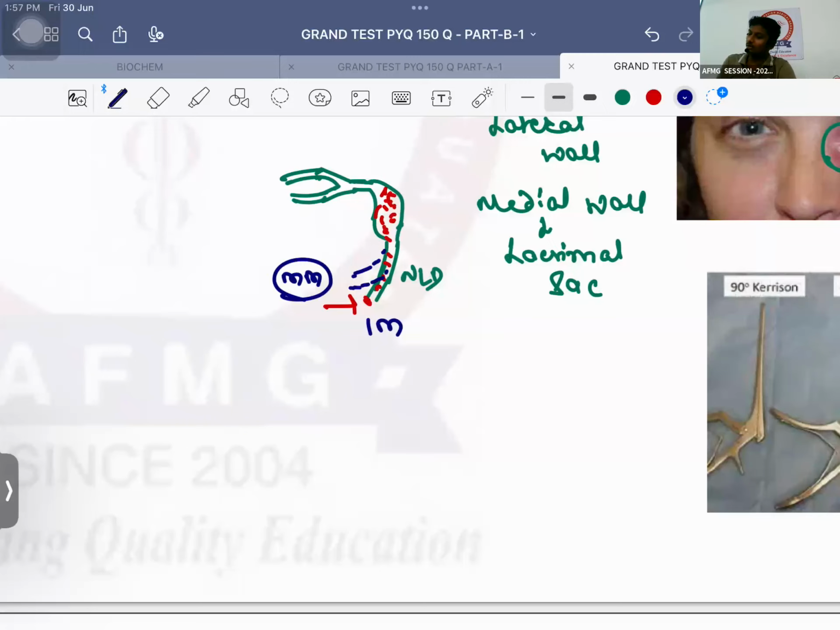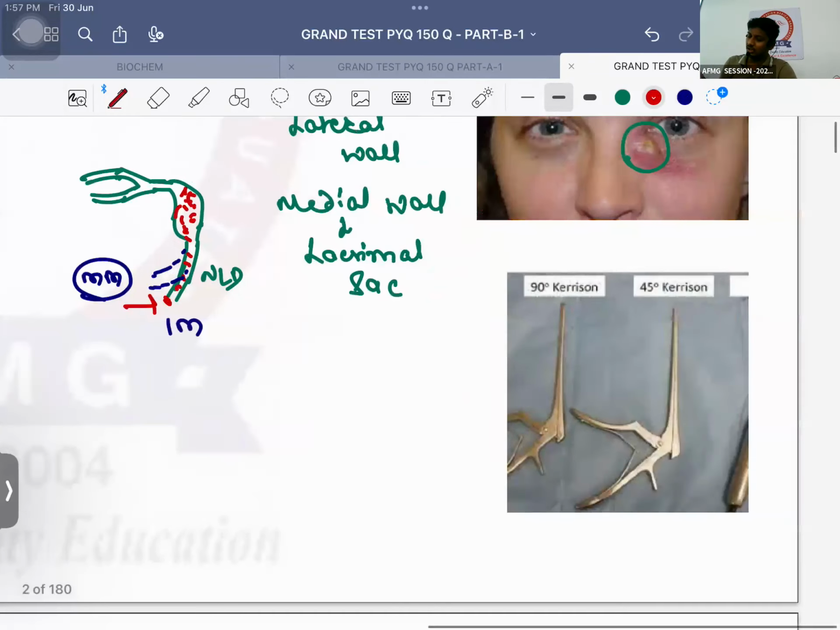Okay? So this was also a question. Please remember, the new opening for the nasolacrimal duct after dacryocystorhinostomy is done in which meatus? The answer should be the middle meatus. No issues. For that, this was a previous year question again.